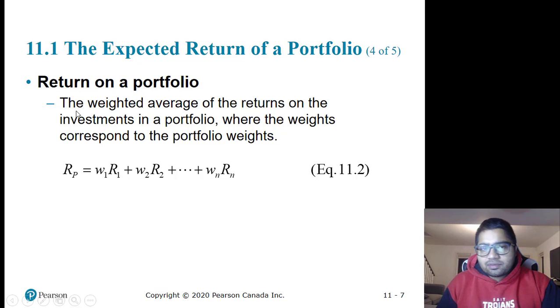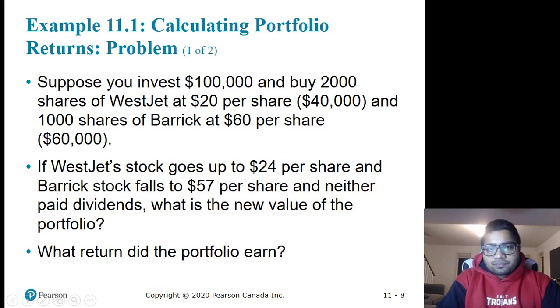Return on portfolio. The return on portfolio is the weighted average of returns on an investment where weights correspond to portfolio weights. So return on portfolio P is equal to weight in asset 1 into return in asset 1 plus weight in asset 2 into return in asset 2, and so on and so forth. Okay. So they're giving you an example.